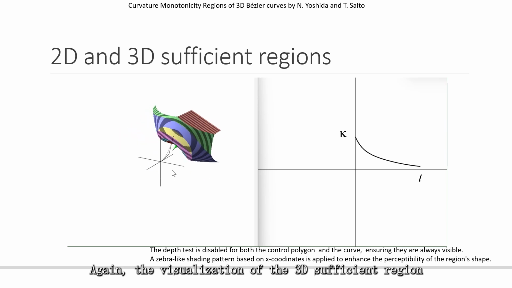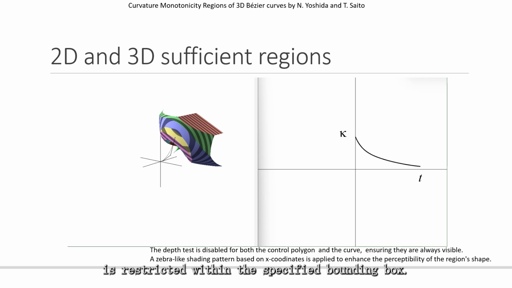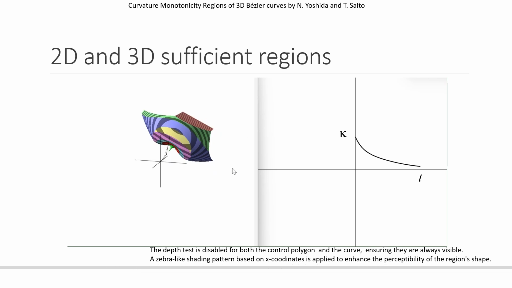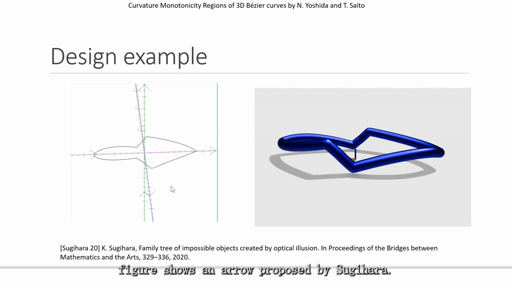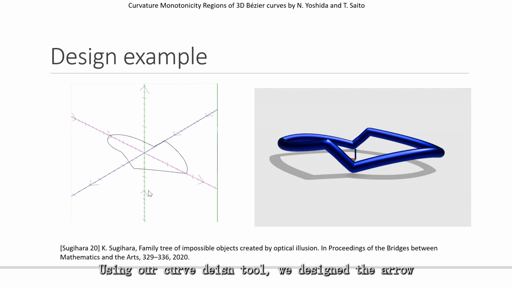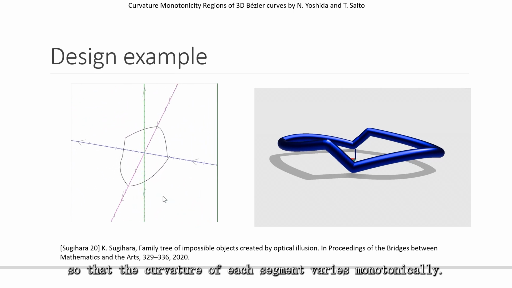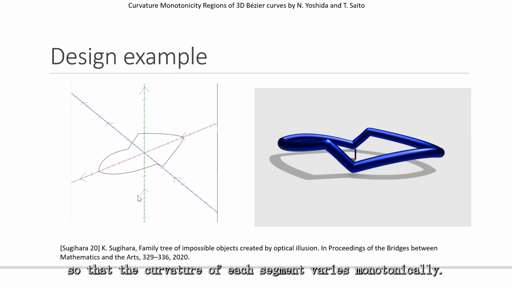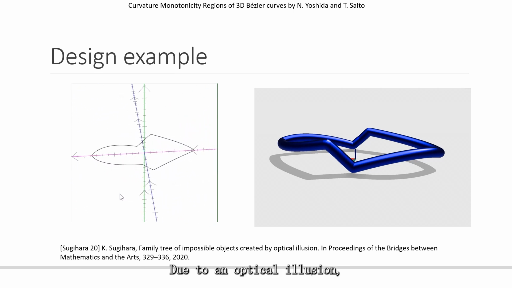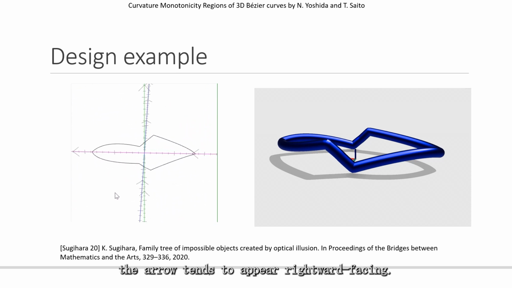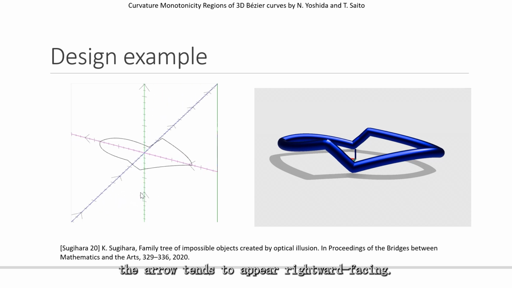Again, the visualization of the 3D sufficient region is restricted within the specified bounding box. The left figure shows an arrow proposed by Sugihara. Using our curve design tool, we designed the arrow so that the curvature of each segment varies monotonically. Due to an optical illusion, the arrow tends to appear right-forward facing.